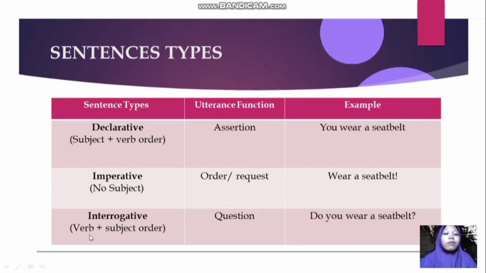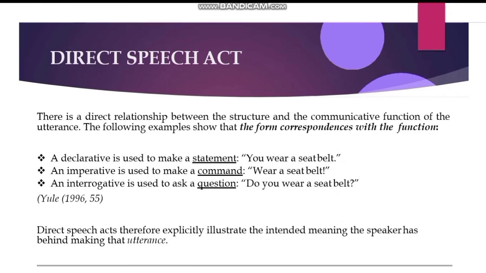And then the last is interrogative. The formula is verb plus subject order. The function is to question. Example: do you wear a seat belt? And because this is for a question, don't forget we have to use a question mark.